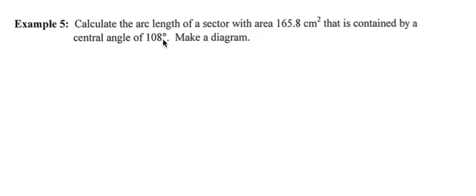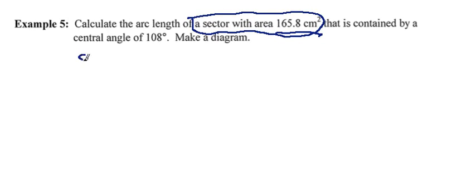It says to calculate the arc length of a sector that has an area of 165.8. Be careful here because sometimes people misread this, where it says calculate the arc length of a sector with area blah blah blah. People just look at the word area and forget the rest, and they think it just means area of the circle. No, it says a sector has this area. So this is a sector area, this piece of information here.